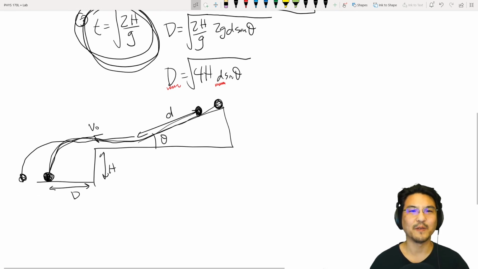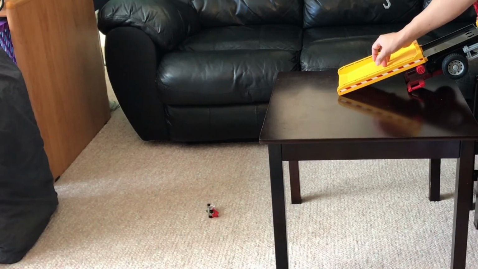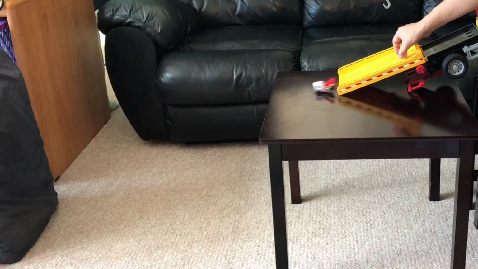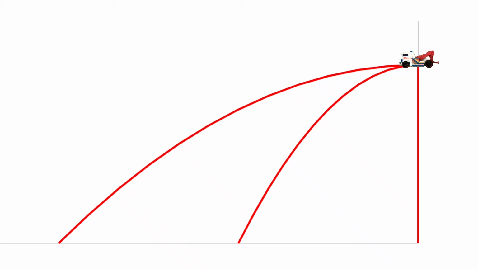So let's revisit the setup from last week where I had the toy trucks. The faster it goes, the farther it lands, right? Like the higher up the ramp you launch your object, the faster it goes at the bottom of the ramp, and then the faster it launches off the table, the farther away it lands on the ground. So this is zoomed in and slowed down. It takes the same amount of time to land on the ground.